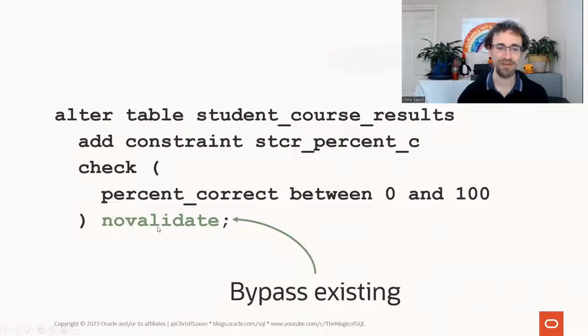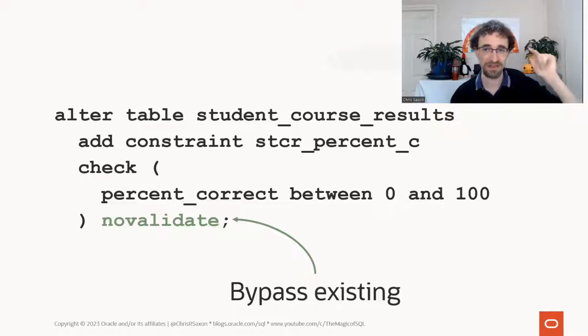Well, there is this NOVALIDATE clause, and what that does is it doesn't check existing rows. So we add the constraint and only new changes from that point on, any inserts or updates, must obey the constraint, but existing data might not. It might violate the constraint.